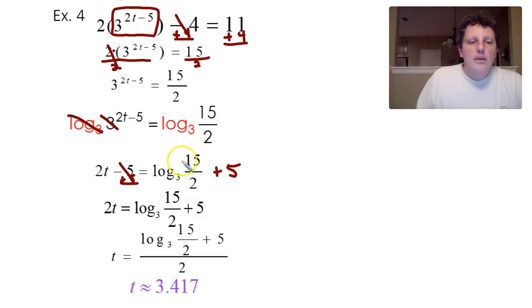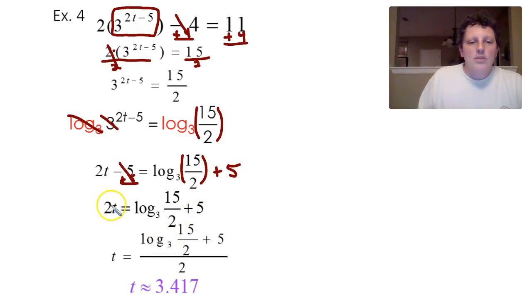Now, in your calculator, when you start to put things like this in, your calculator is going to open a parentheses after you type in log, whenever you type in log. So you need to start using parentheses in your calculator. If it helps you to add them into your problem, you can add them into the problem too. But the plus 5 is not inside the logarithm, right? This is log base 3 of 15 over 2 first, and then we're adding 5.